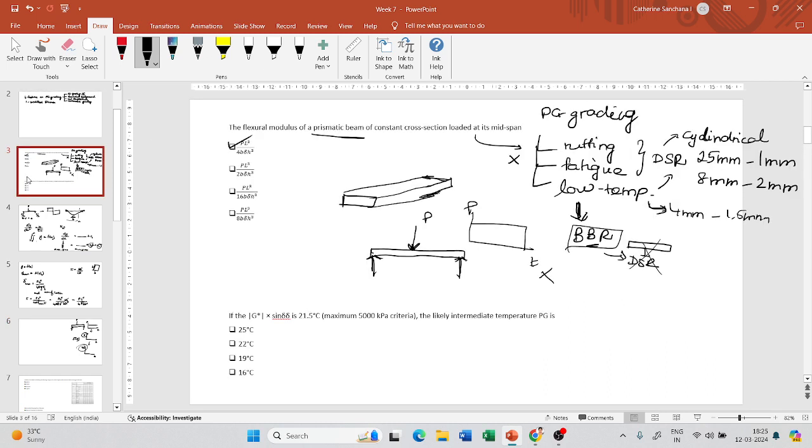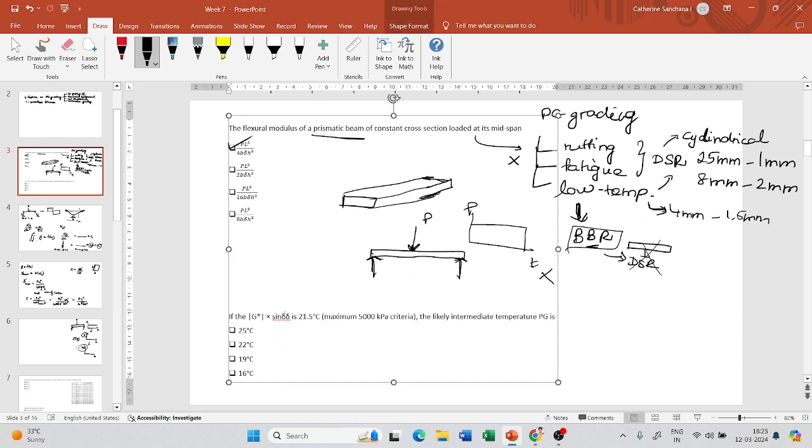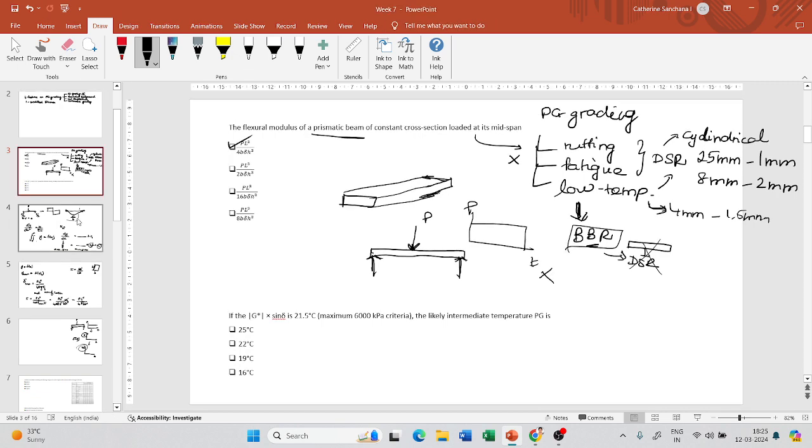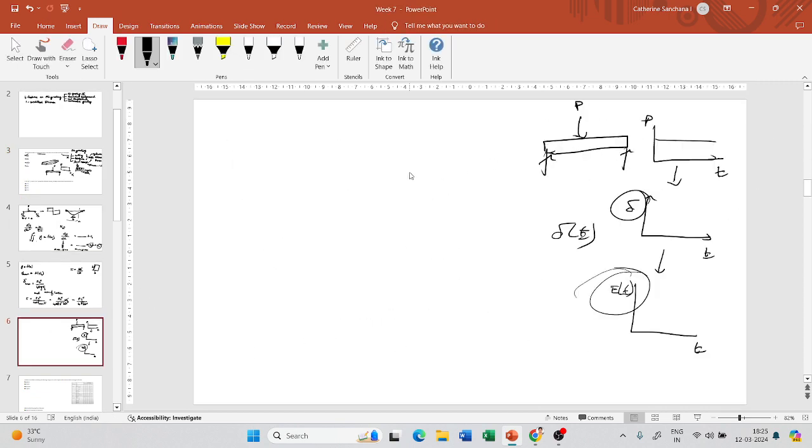Now moving to the next question. If the G star into sine delta is at 21.5 degrees Celsius, maximum 5000 kPa criteria, I'm going to change this to 6000 now. I will tell you why. The likely intermediate PG temperature is what? So now we will move to the next question, which is related to the intermediate PG temperature.